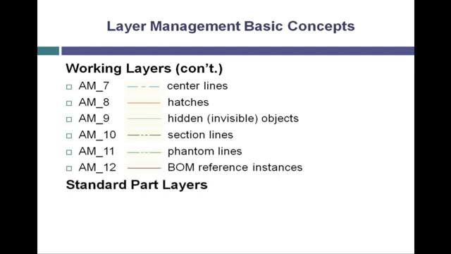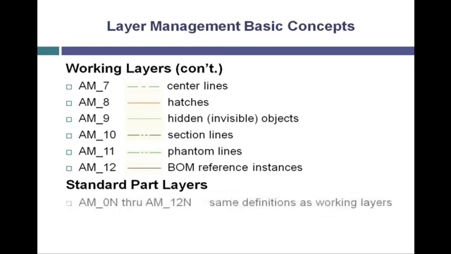In addition to working layers, there are also standard part layers. These can be used when inserting standard parts such as fasteners or structural steel shapes. They have the same basic names as the working layers, but the letter N has been added to the end of the name. The colors and line types are all the same by default. The reason for these separate layers is that there is a utility that will turn on and off all of the standard part layers with a single click.